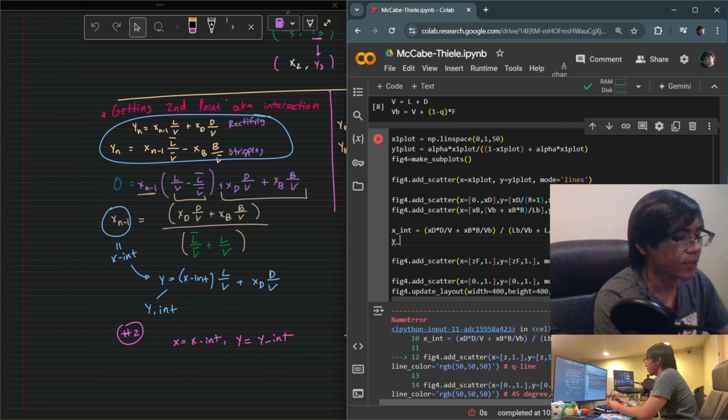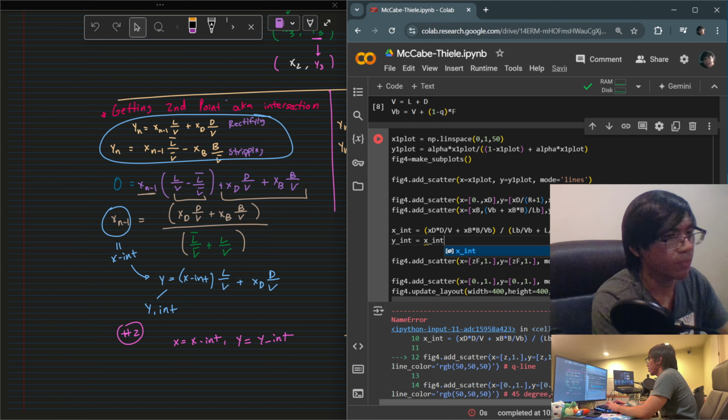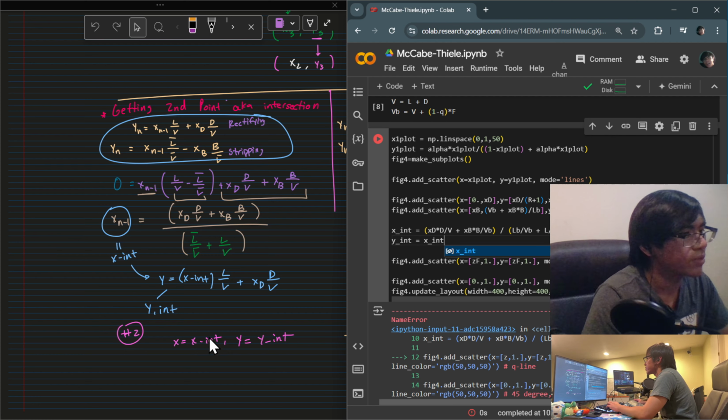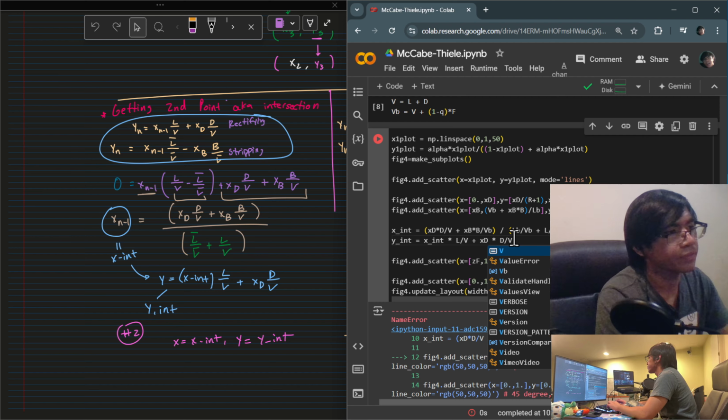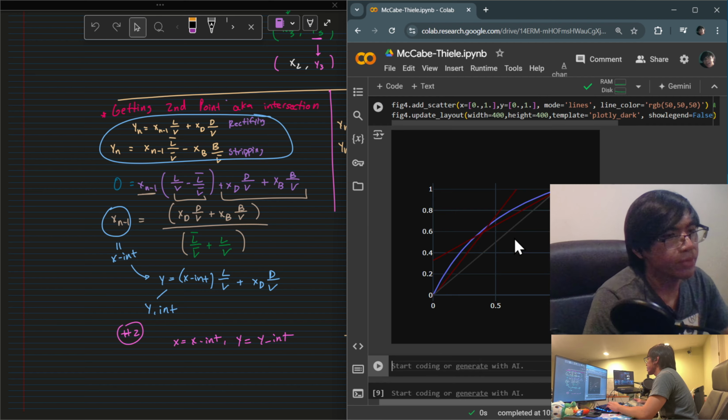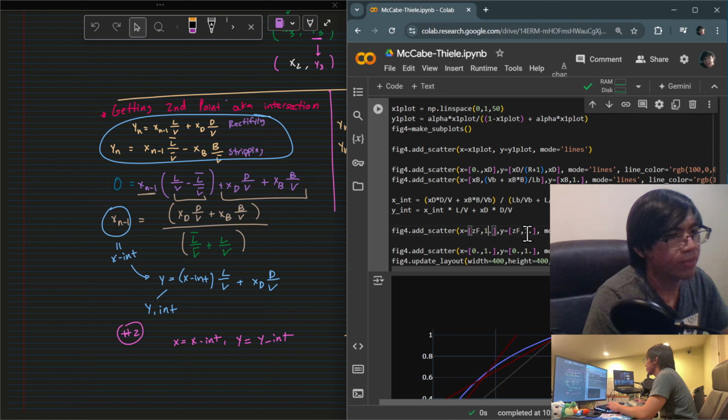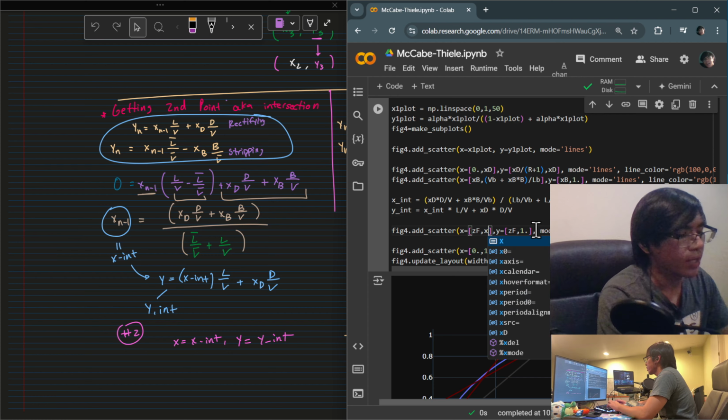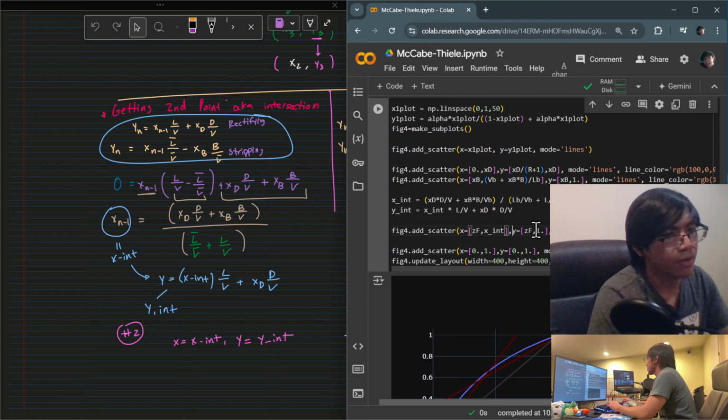And remember that this was just plugging in our X intersection at any of our operating lines. And I think I chose rectifying. So I just plugged X intersection into here, our rectifying operating line. So that's just L over V plus our split molar fraction times P over V. Okay, and now we want to graph that. So that would just be X intersection and Y intersection.